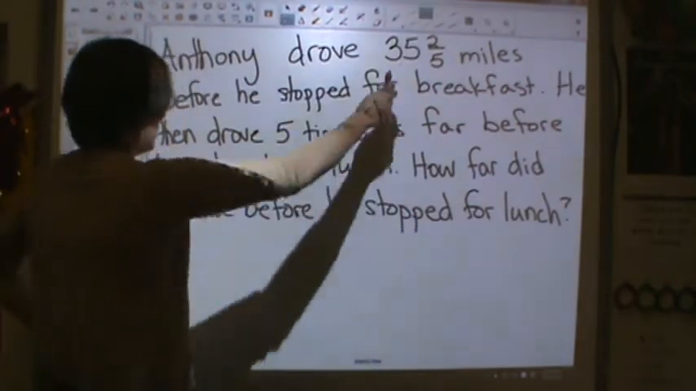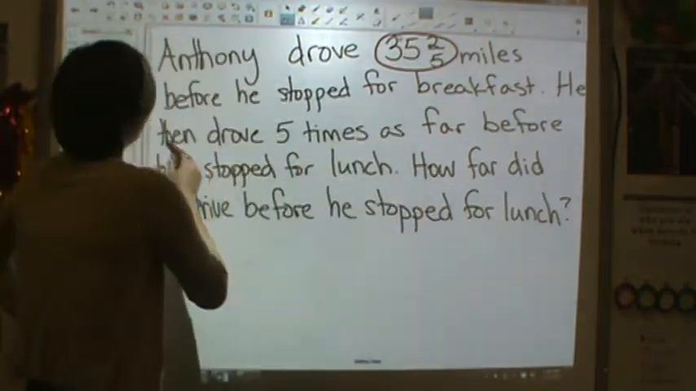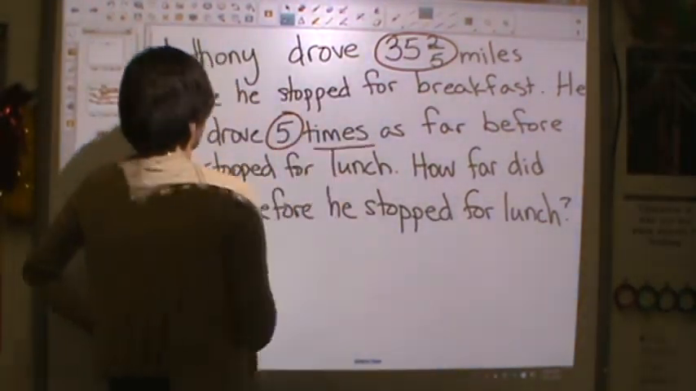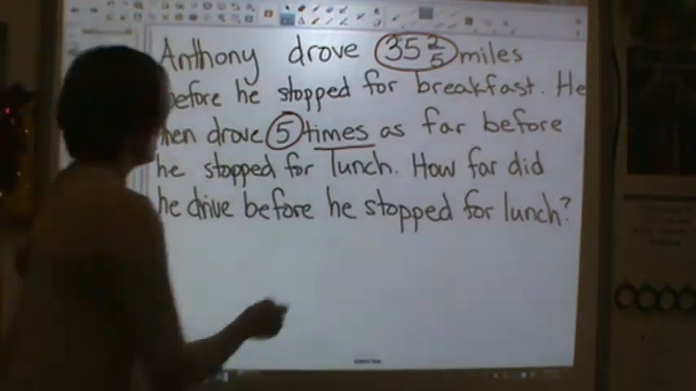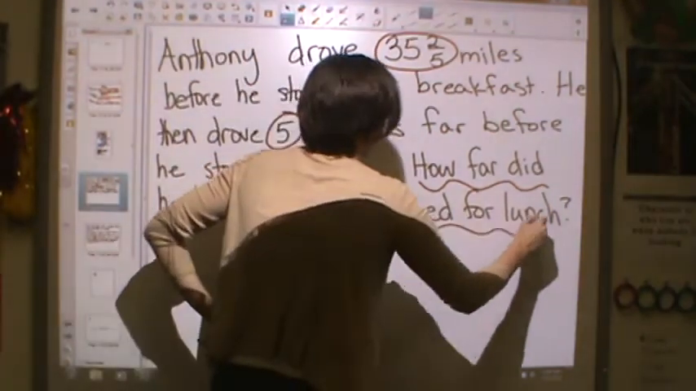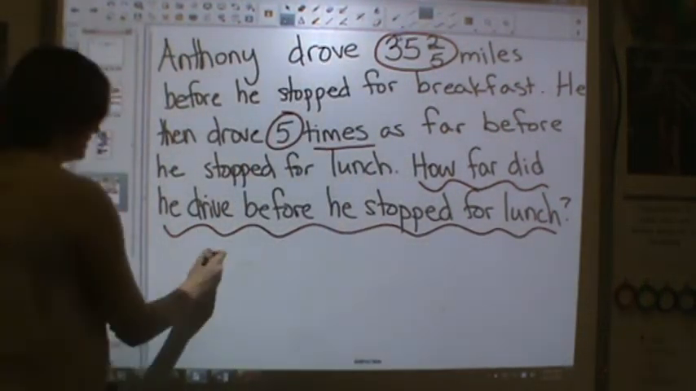So here, Anthony drove 5 2/3 miles before he stopped for breakfast. He drove 5 times as far before he stopped for lunch. How far did he drive before he stopped for lunch? All right, we just finished the read step. Now let's do the write step.